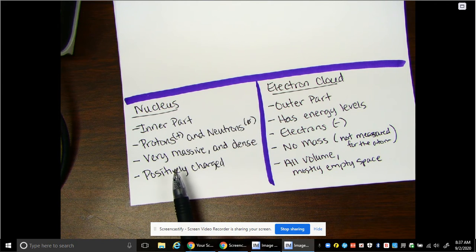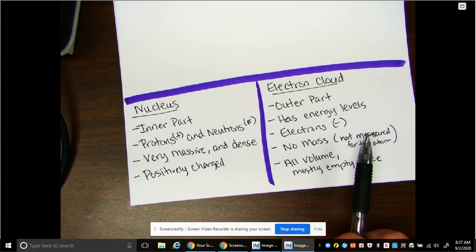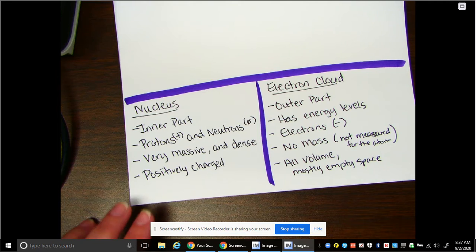So nucleus, inner part, positive with protons and neutrons. Electron cloud, outer part, negative with electrons, has energy levels. Okay. Give you a second to write that down. You're always welcome to pause the video so you can write them. Now I'm going to continue to the top section.